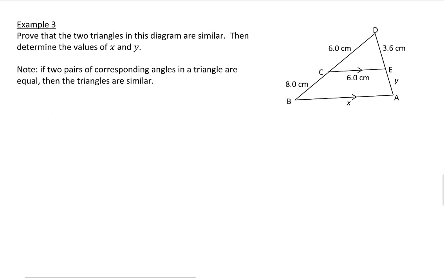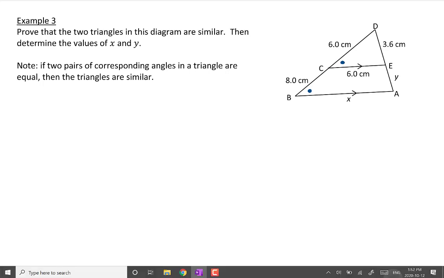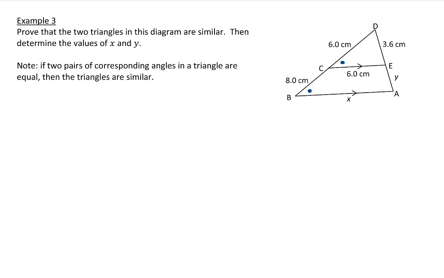Next example. Prove that the two triangles in this diagram are similar, then determine the values of x and y. Let's first prove that these are similar triangles. Looking on page 483, we have the corresponding angle theorem, or what you might have called the F pattern. We can show that this angle is the same as this angle using the F pattern. We can also show that this angle is the same as this angle using the F pattern.